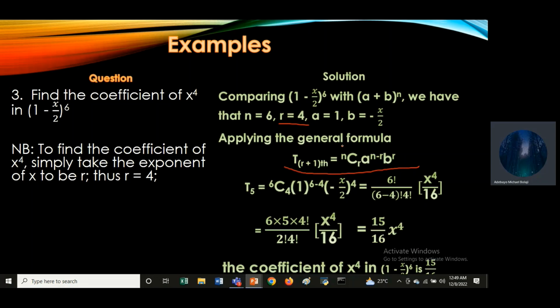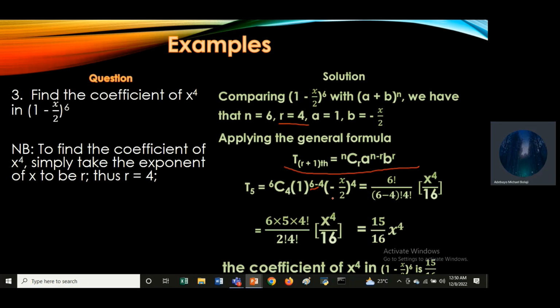t5 equals, what is our n? 6, right? That's 6 combination. Our r is 4, that's 6 combination 4. And our a equals 1, right? Wonderful. And a is raised to the power of what? n minus r, that's 6 minus 4. Our b is what? Minus x over 2, raised to the power of r. r is equal to what? 4. That's why we have 4 here. So minus x over 2 raised to the power of 4.